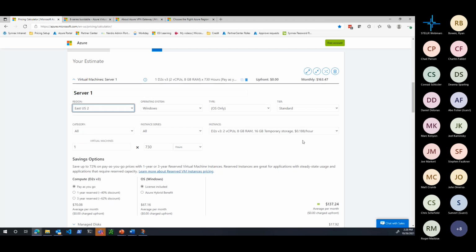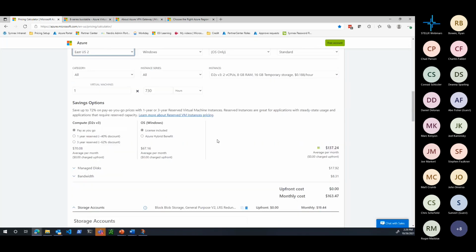But again, if you're out in Montana trying to reach the East region, there could be latency that would be a lot less if you were in that central region, let's say. But I did want to show how region can affect the price and why it's important when selecting the region for costing.